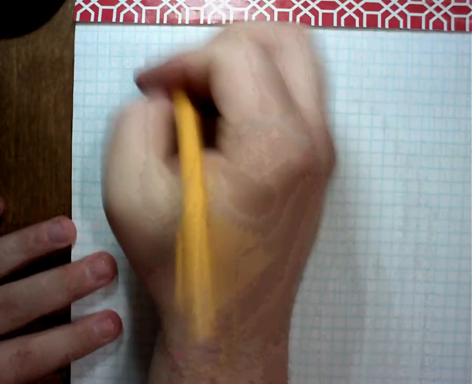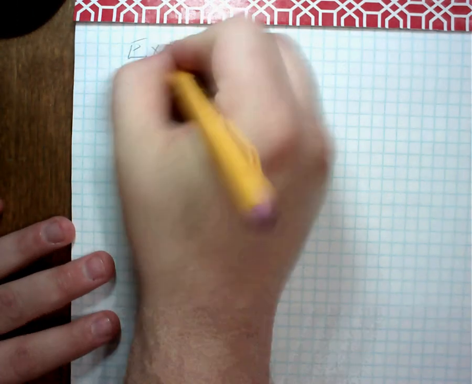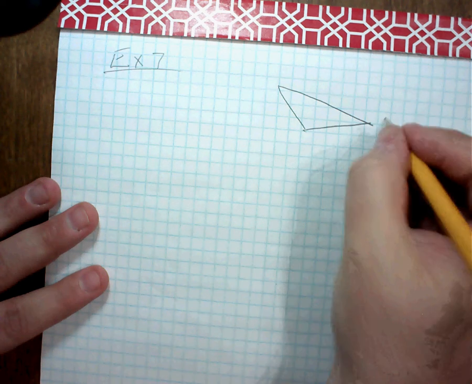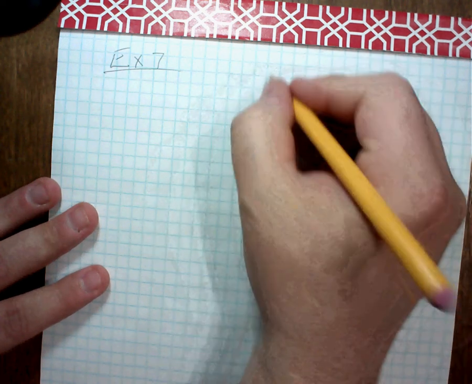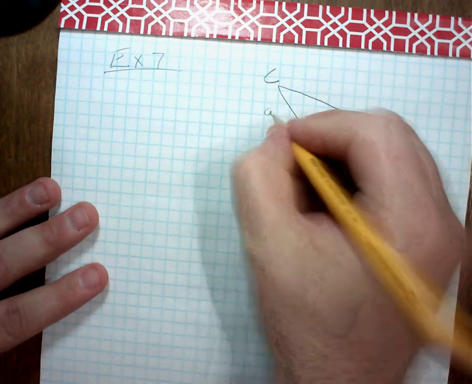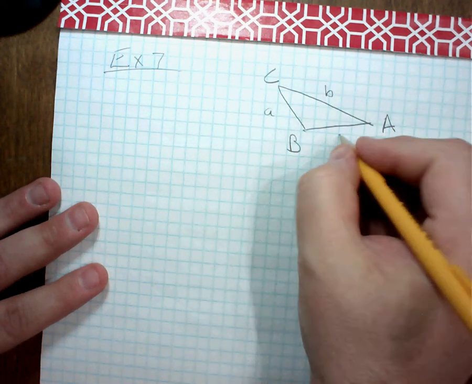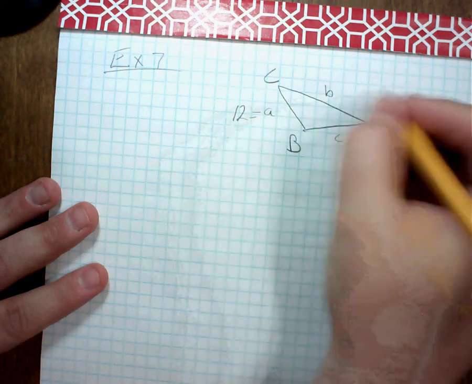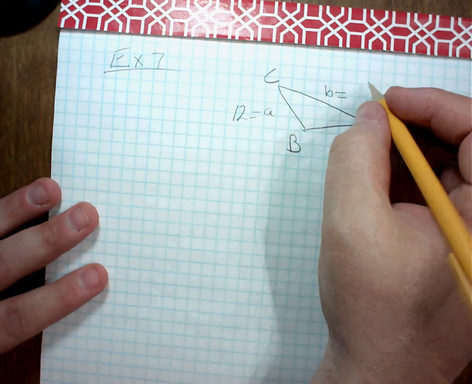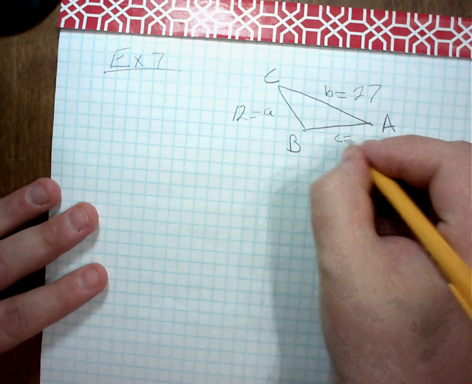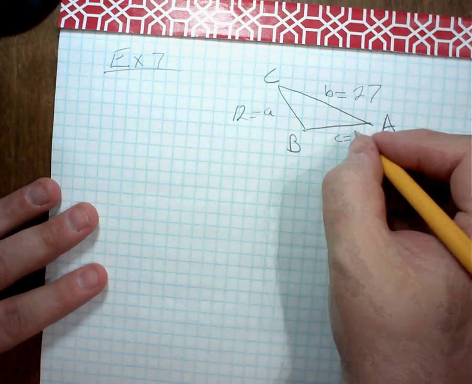Okay, so for example number 7, we have another triangle like this, where this is A, capital C, capital B. Then that would mean that this is lowercase a, this is lowercase b, this is lowercase c. And we're given that this is 12, that this is 27, and that this is equal to 20.